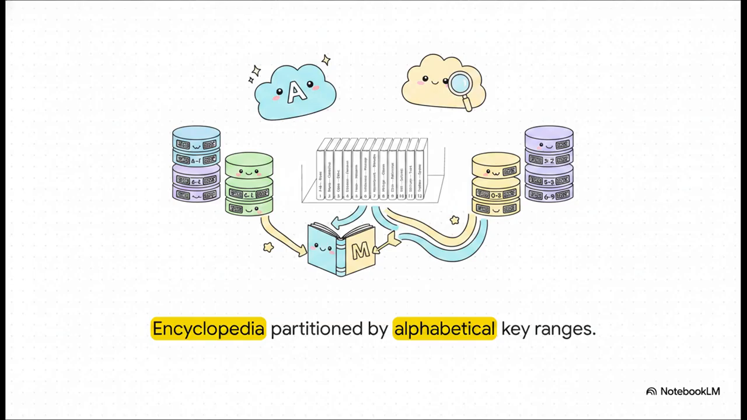In a database, it's the exact same concept. If you know the boundaries of your key ranges, you can route a request directly to the specific node that holds that piece of data.